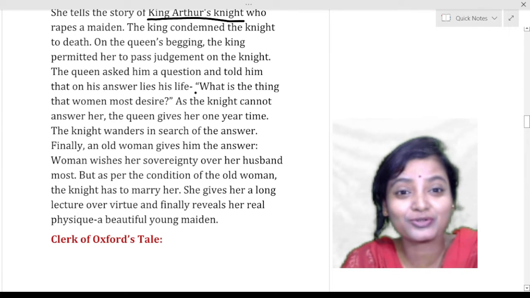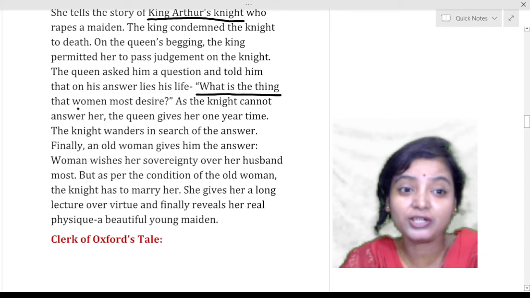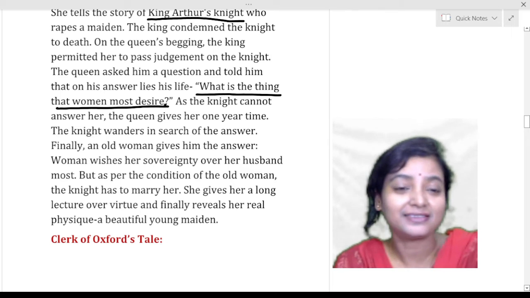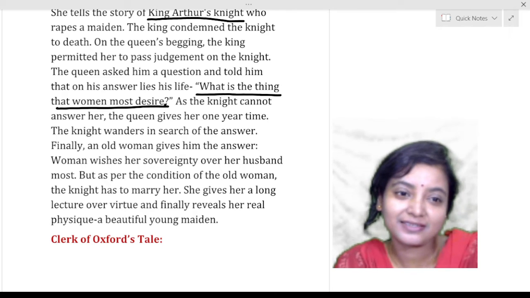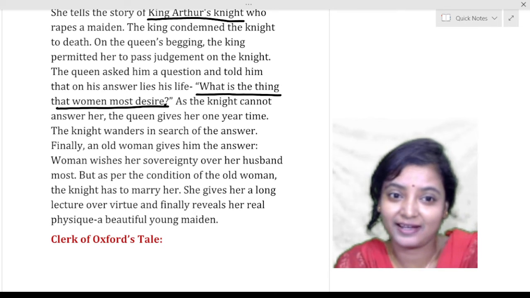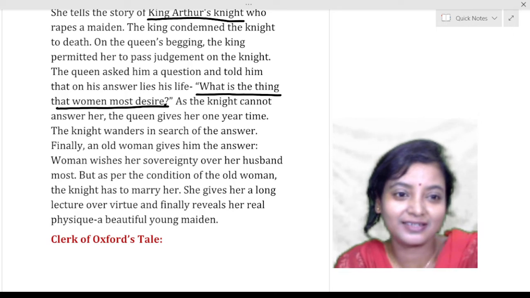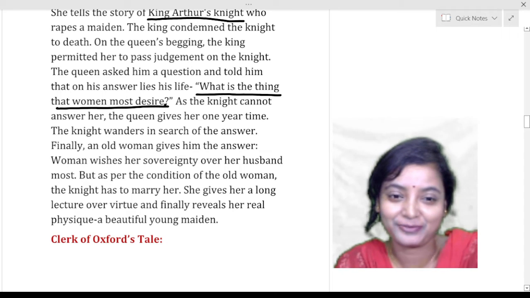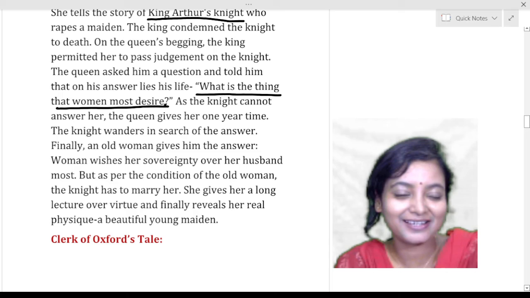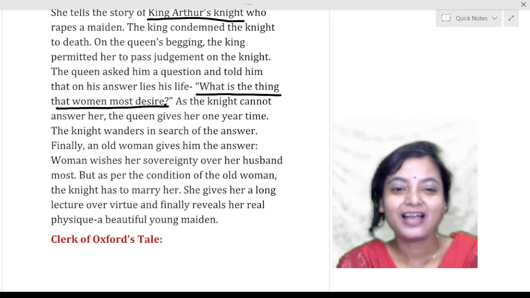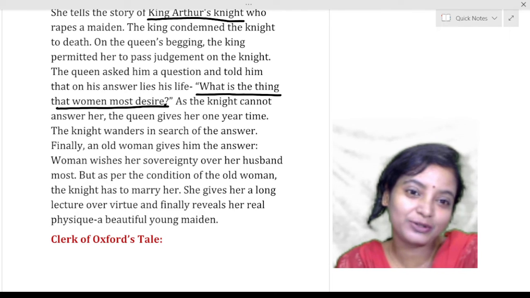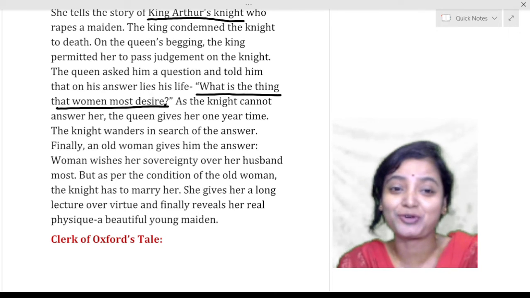So what was the question? It is very important to note down what was the question the queen asked the knight. What is the thing that women most desire? What is the thing that women most desire? Do you know the answer? If you don't know, then you can get your answer in this tale. Okay. As the knight cannot answer her, the queen gives him one year's time. So for an answer, the queen gives one year's time.